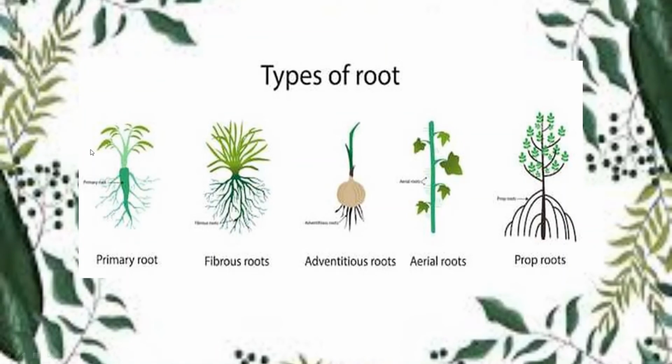Types of the root. See, this is the primary root. From there, the secondary and the tertiary develop. Fibrous roots are just like fiber. Adventitious roots, see, the shapes are totally different from each other. Primary root, fibrous root, adventitious root, aerial root, and prop root. This root we find in Sundarban, the Sundari plants, the mangrove plants: prop roots.